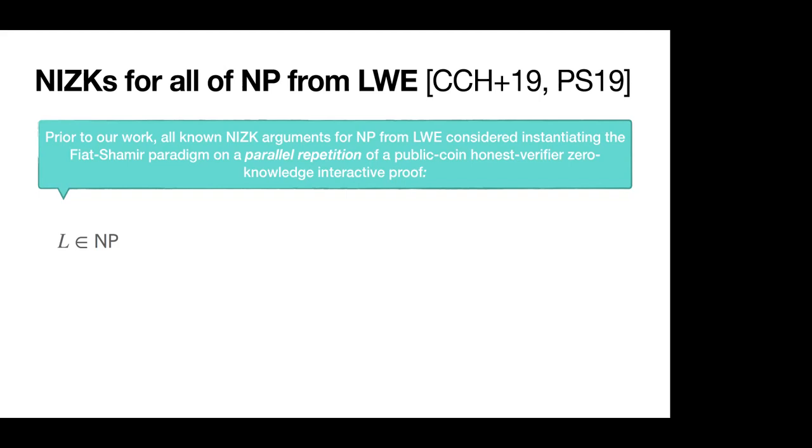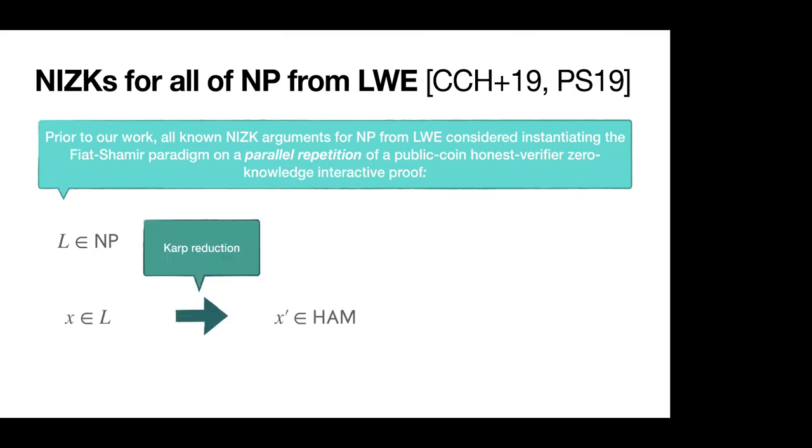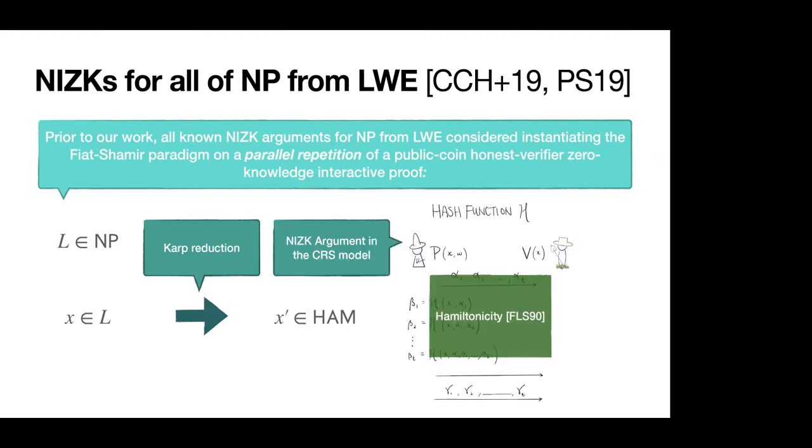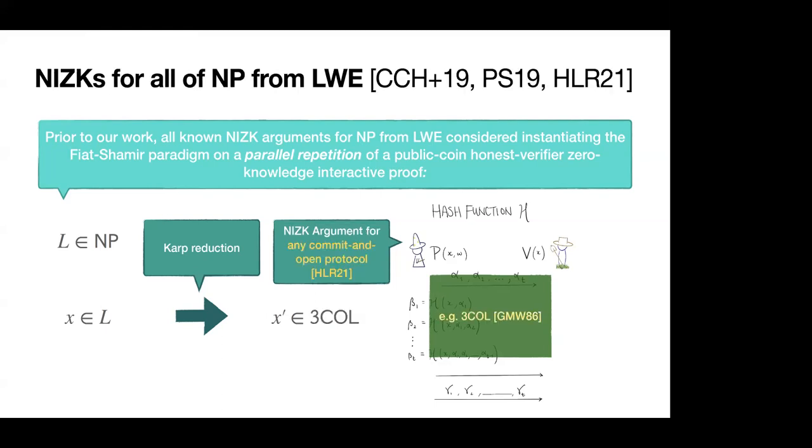So if you start with some NP language L and consider some statement X in the language, the way you would get a NIZK for L is first you'd apply the Karp reduction on your statement X to some NP-complete language, such as graph Hamiltonicity. And the work of CCH+19 and PS19 show us how to get a NIZK argument in the common random string model based off of some underlying protocol for Hamiltonicity, such as FLS90. And the work of HLR21 shows how to extend this to any commit-and-open protocol, such as the 3-coloring protocol of GMW86.